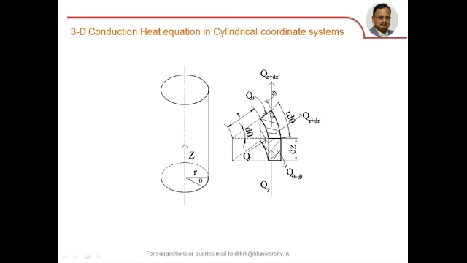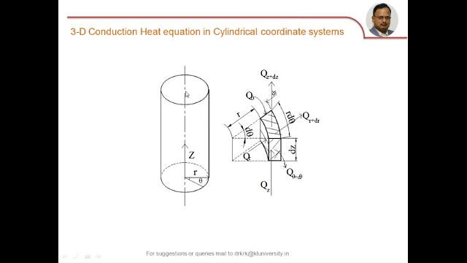We consider this dr very, very small, such that the length of the arc even after distance dr is still equal to r d theta. Strictly speaking, it should be r plus dr into d theta, but dr is very, very small, so we take r plus dr is approximately equal to r.